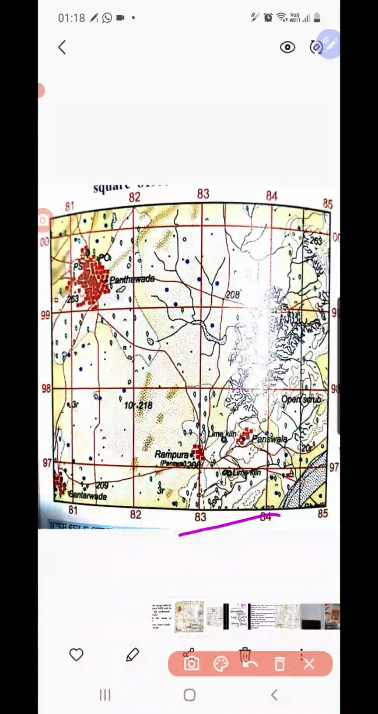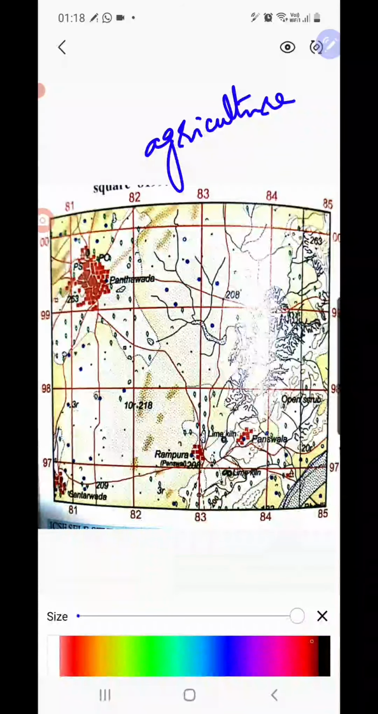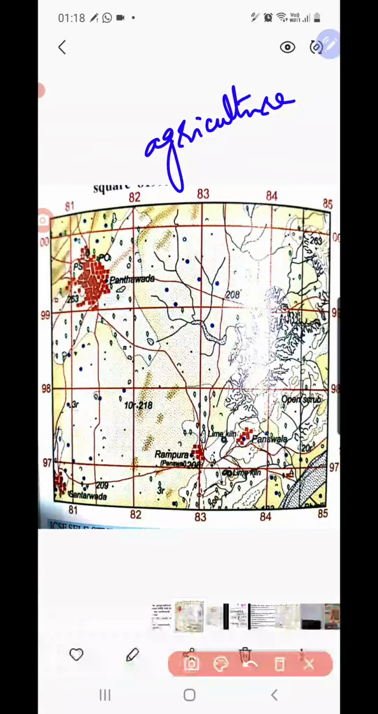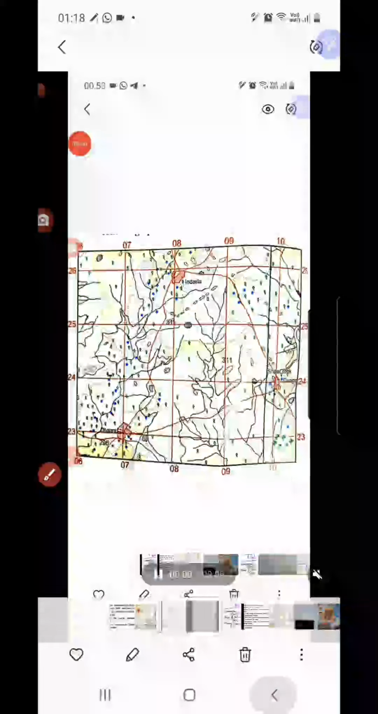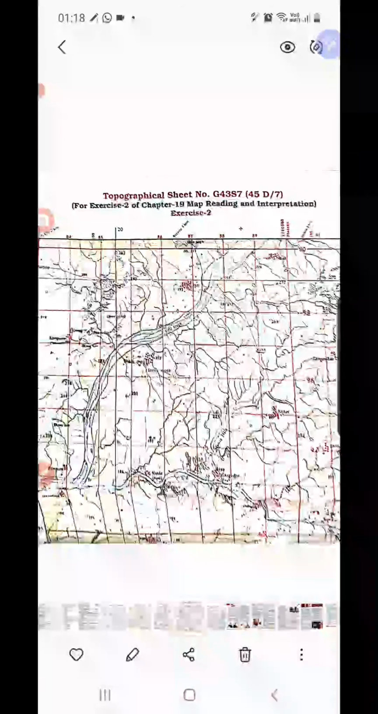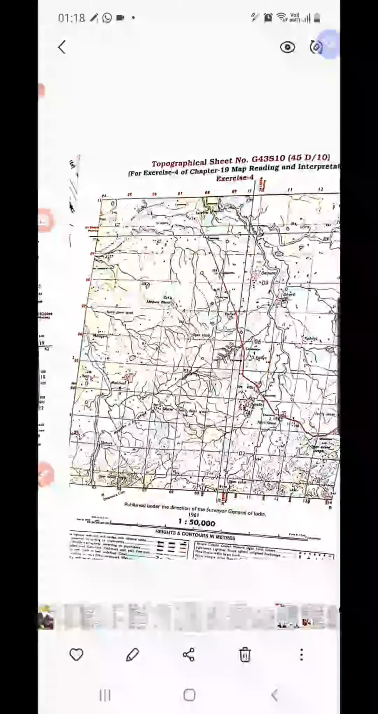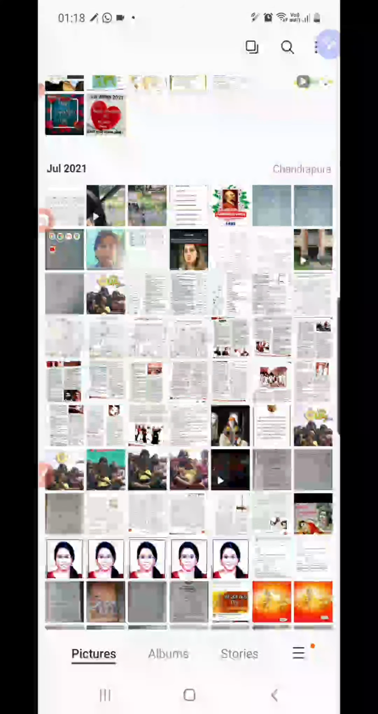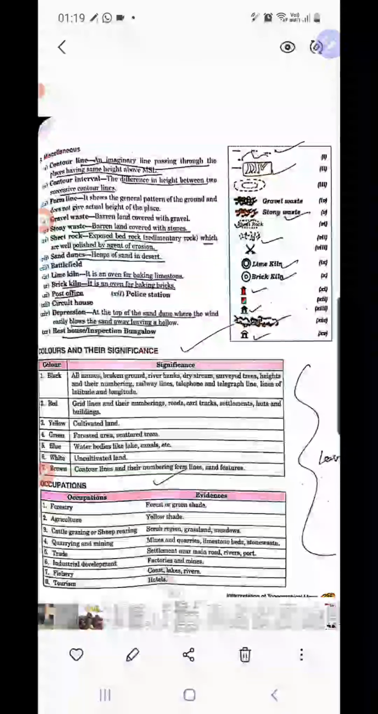Later on we will discuss all other occupations. Some of the maps are not so clear. Anyway, children, I'll show you the colors. Here the occupations are given. See forestry. If it is a forest region, if you find the green color, and it is written open mixed jungle, then the main occupation of that region is forestry.